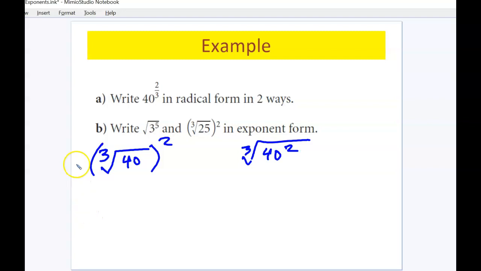Now in part B, we want to write this in exponent form. Again, the number in the notch up here is our denominator. This number is our numerator. So this would be 3 raised to the 5 over 2. And this one over here, again, the number in the notch is a 3, so that's the denominator. And the power is the numerator, so it would be 25 to the 2/3.